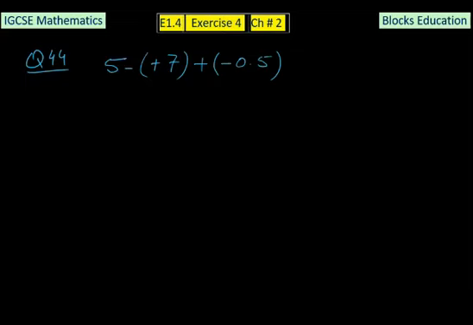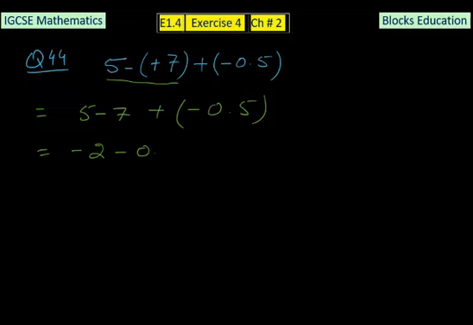In question number 44, it says 5 minus plus 7, then plus into minus 0.5. So let's solve it as we've been doing, same methodology. First, let's tackle the first two terms of the left hand side. This minus is multiplying with this plus, so plus minus makes minus. So it is 5 minus 7, and the rest of the terms we rewrite as they are. 5 minus 7 is minus 2, and then plus is multiplying with the minus, so it is minus 0.5.